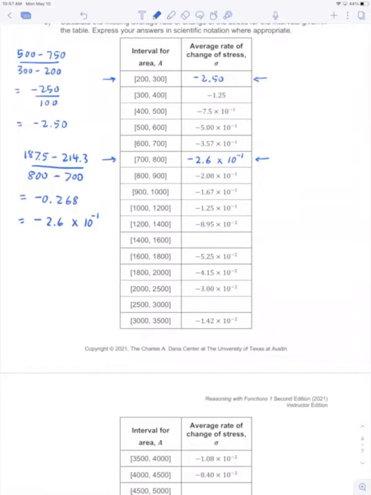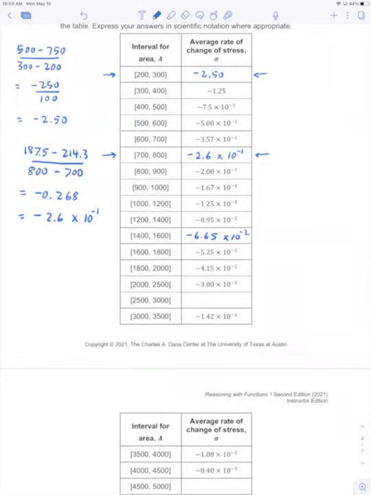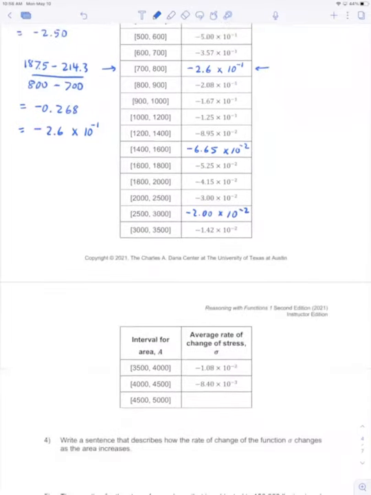We work out the rest similarly. I've worked out these ahead of time so you can know the answers. Let me fill these in. This is negative 6.65 times 10 to the negative 2. And then the next piece is negative 2 times 10 to the negative 2. The last element in the table is negative 6.60 times 10 to the negative 3. All right.